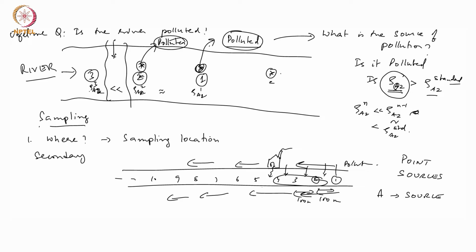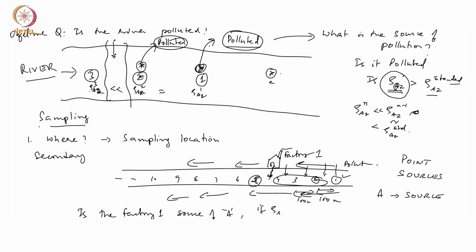So my question now is, is this factory causing the pollution? Which means I will sample at one point, and the second sample will now be here or somewhere a little upstream, and then I ask the question. Let us call it factory 1, source of A.